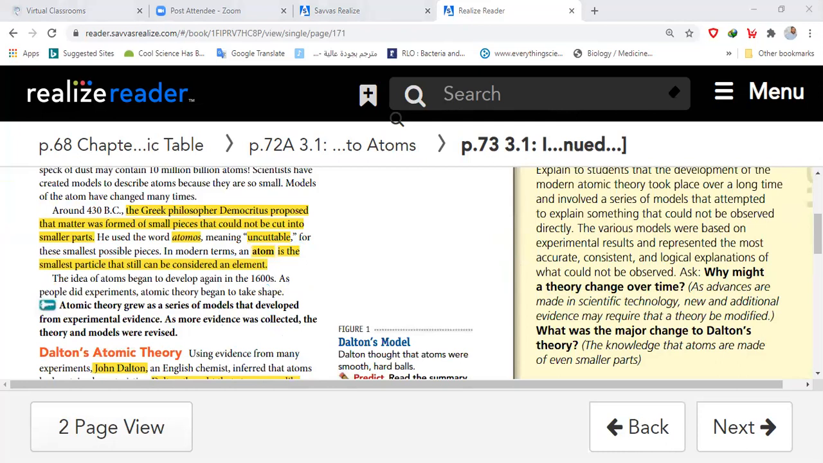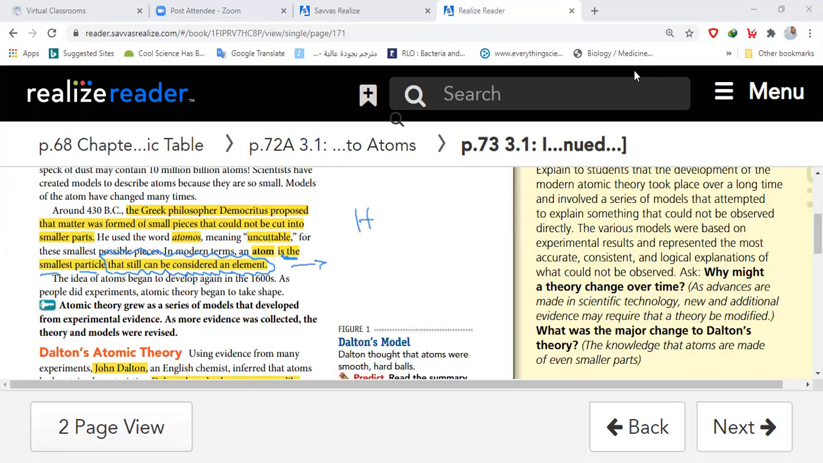Because the atom is one unit, yes. So it is the smallest unit. Yes, it is the smallest unit together, it is a unit. Look, the atom is the smallest particle, but it is not the smallest thing in the world. It can still be considered an element. What is the meaning of this? Look at this. The smallest particle of hydrogen is the hydrogen atom.